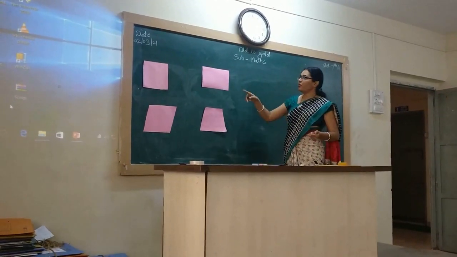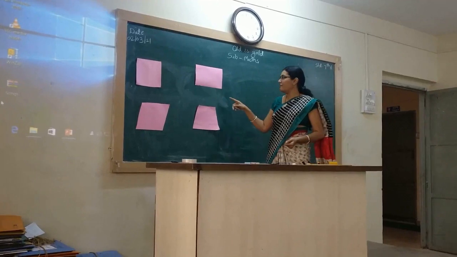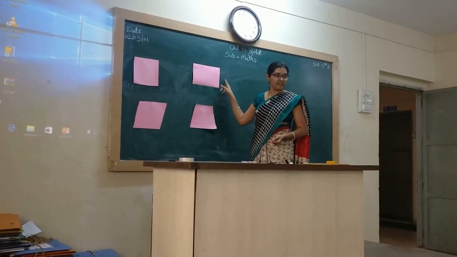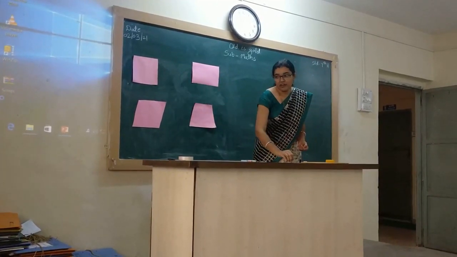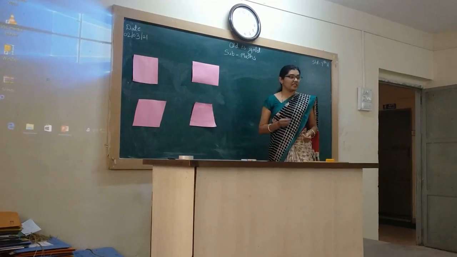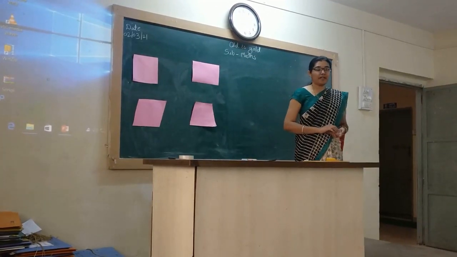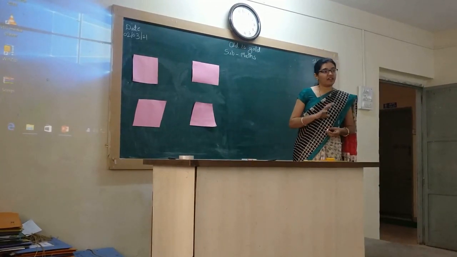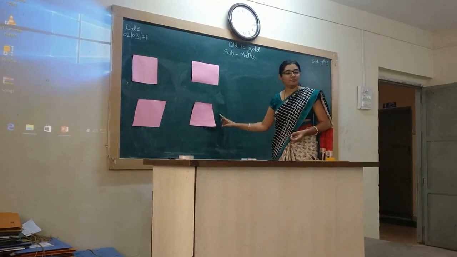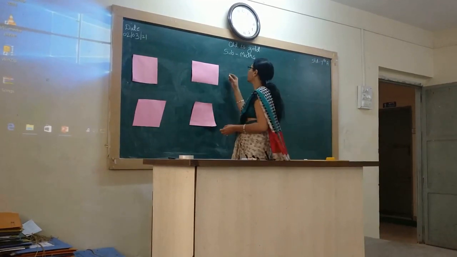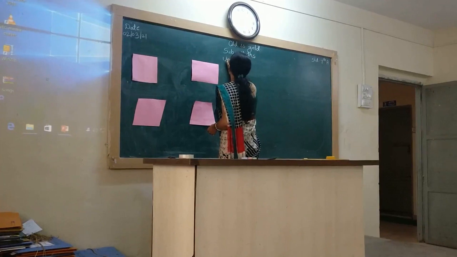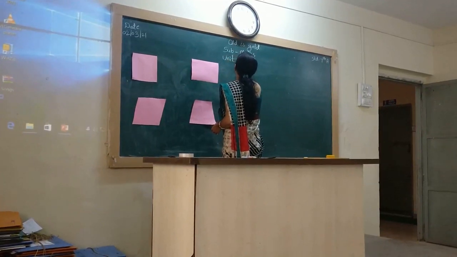See, all these four figures, cutouts, have four sides, right? So today we are going to see a property of quadrilateral. Quadri means four and lateral means sides. So the topic is quadrilateral.